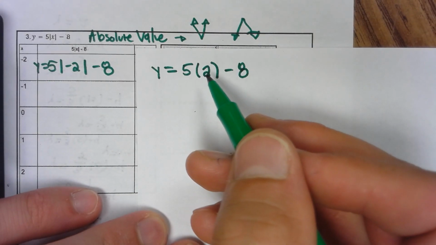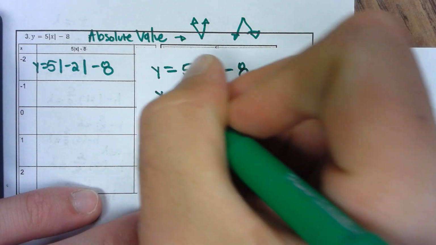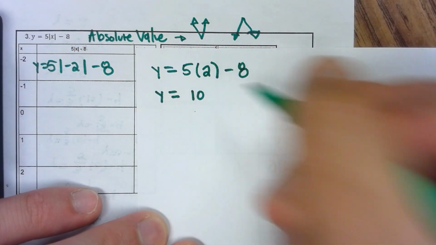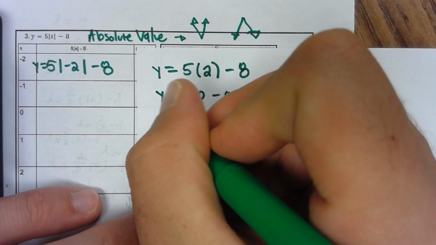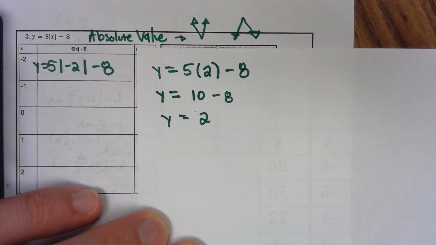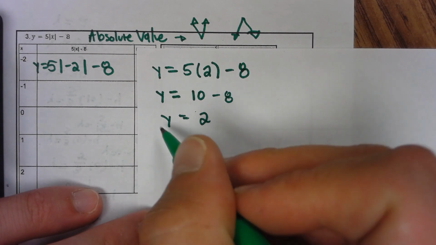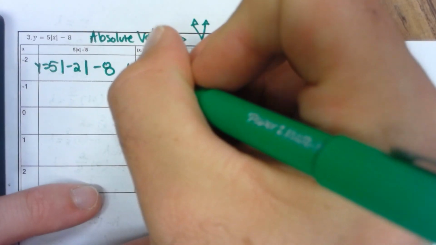Now that I'm done with my grouping symbols, I move on to the exponents, which there are not any. So we'll go to multiplication: 5 times 2 is 10. And minus 8, I get y equals 2. So here, this is negative 2, comma 2.